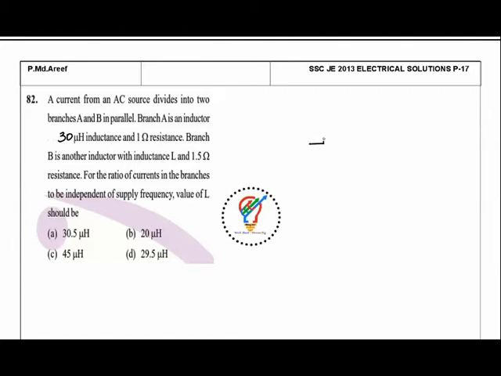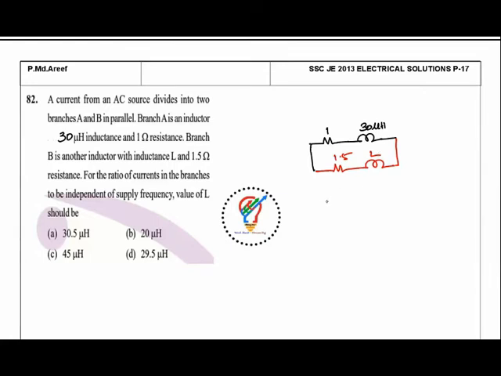Say first the A branch, it has a resistance of 1 ohm and an inductance of 30 microhenry. Another branch is named B, having a resistance of 1.5 and an inductance of L, connected like this. Now, to find the inductance which makes this circuit independent of frequency, the ratio of inductance to resistance in branch A should be equal to the ratio of inductance to resistance in branch B.